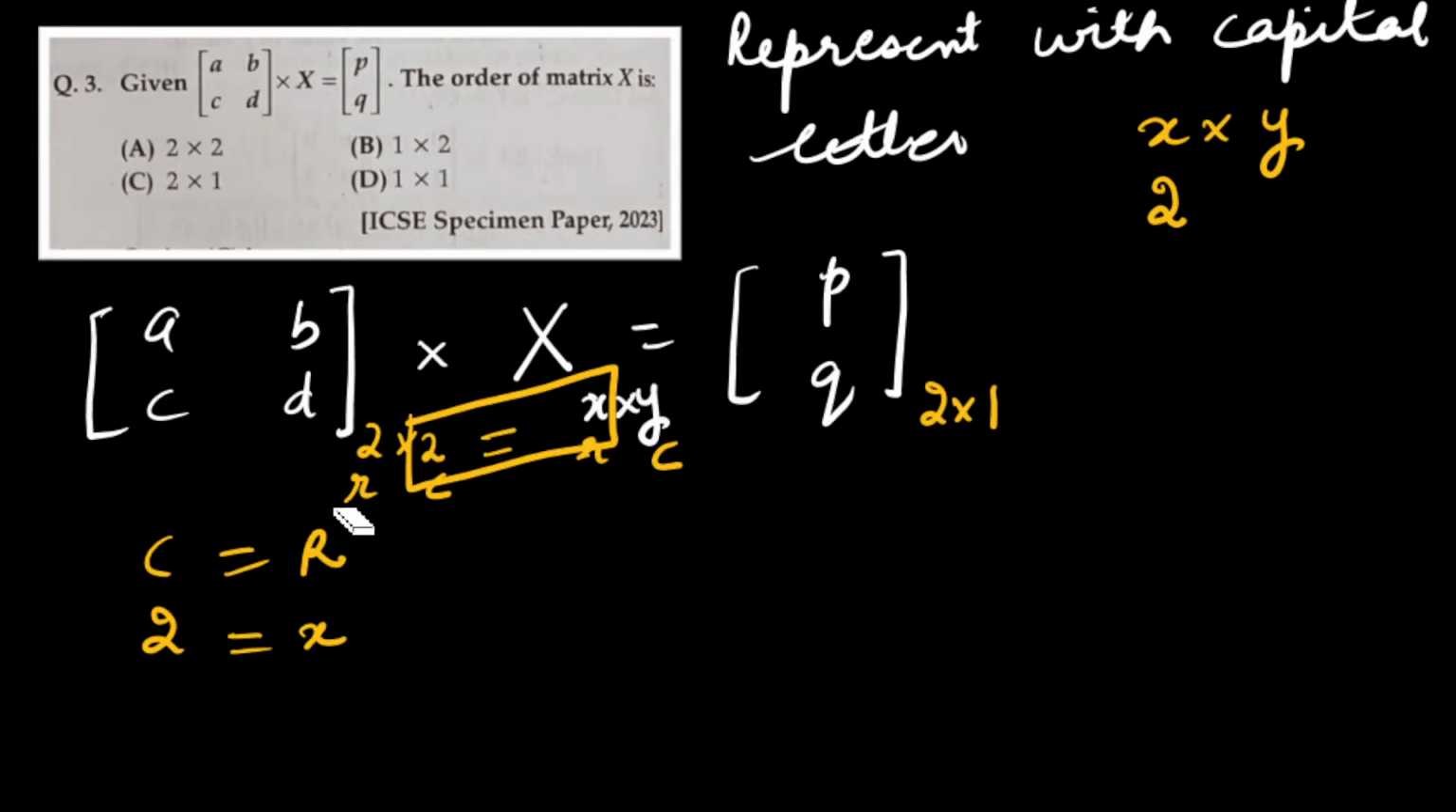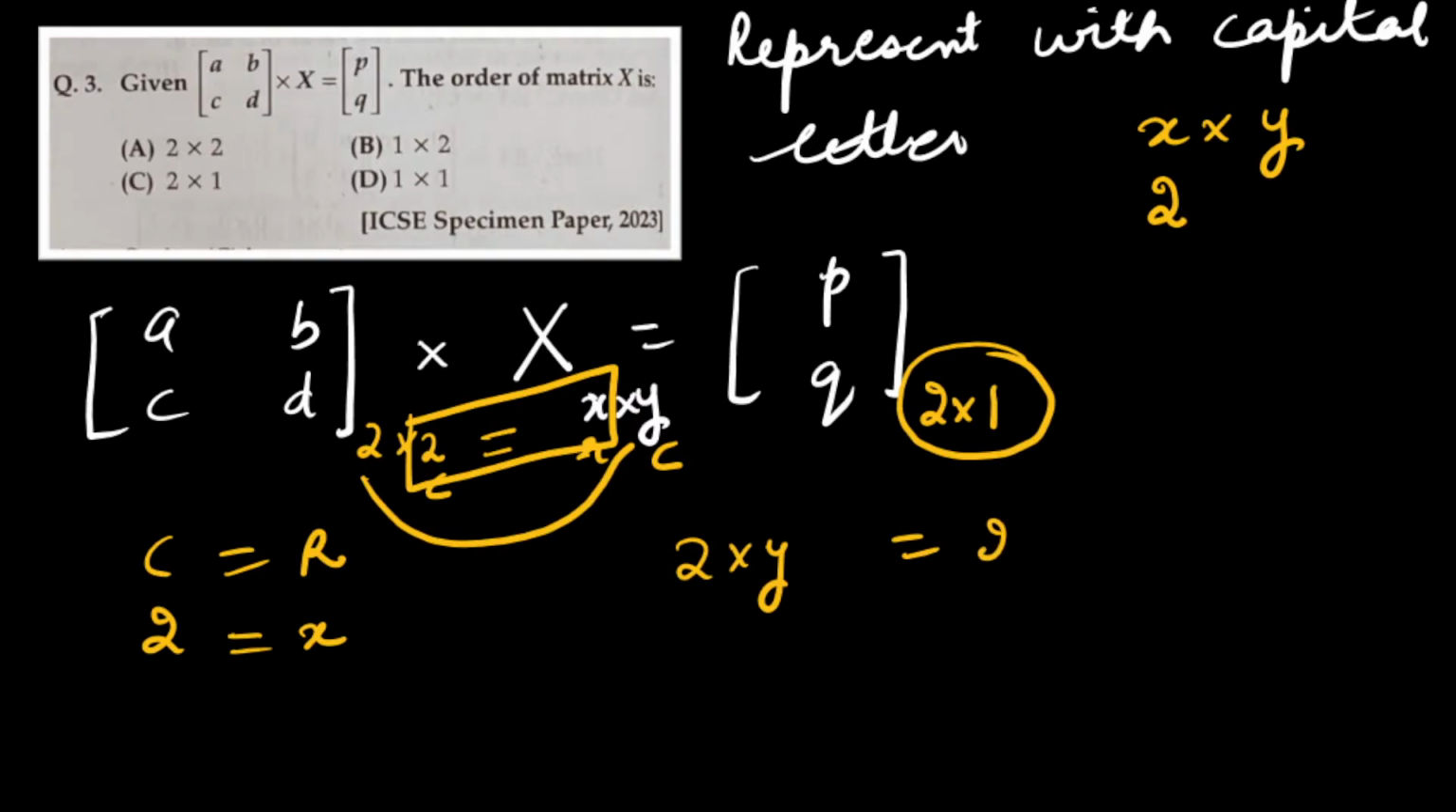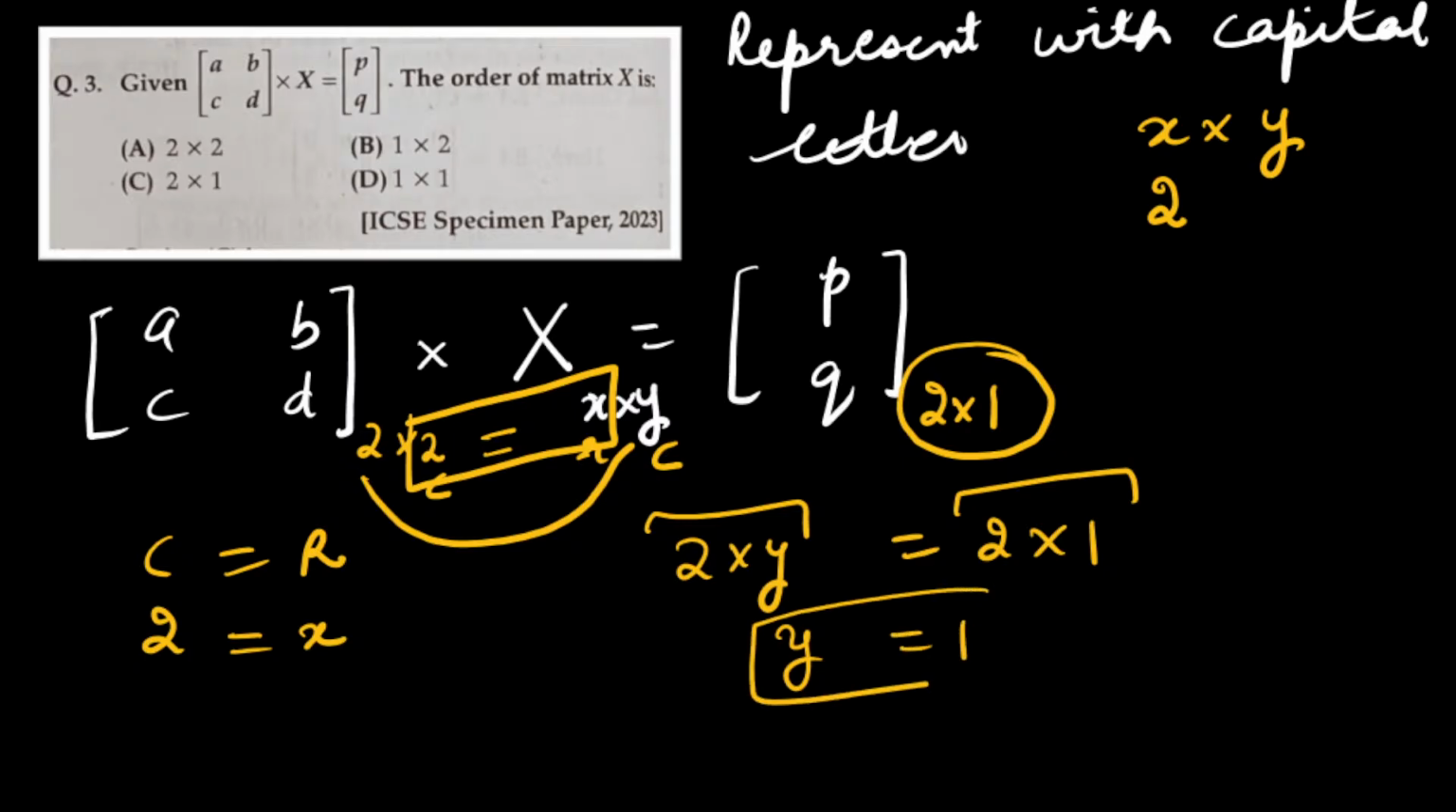Now if I see the outer numbers, the outer ones are 2 and y. So 2 into y will be the order of the resultant matrix. But my resultant matrix order is 2 by 1. So this should be equal to this. If we compare these two, we'll get y is equal to 1. So from here we are getting the order of matrix X as 2 by 1. So it's option C.